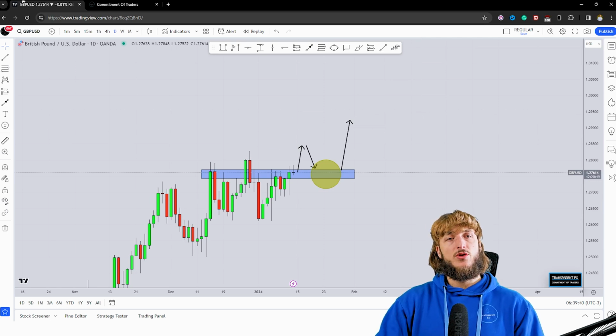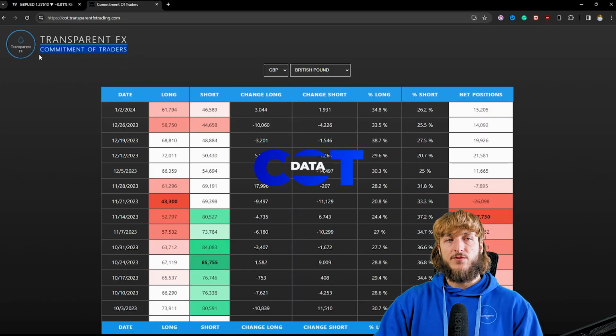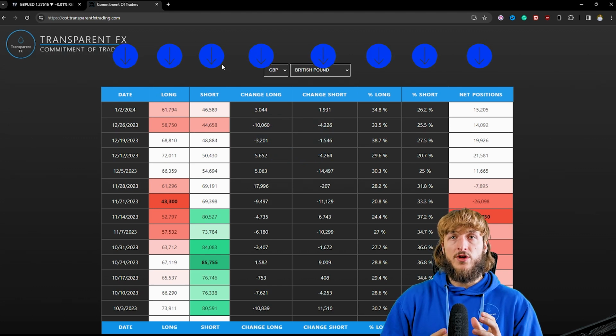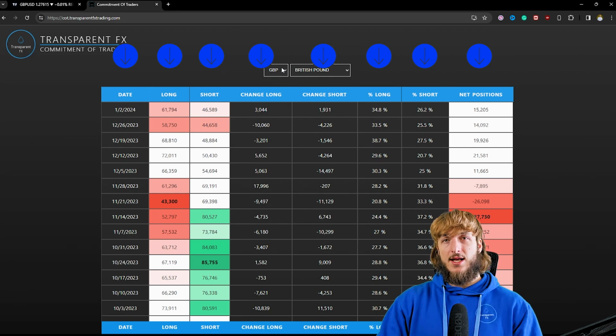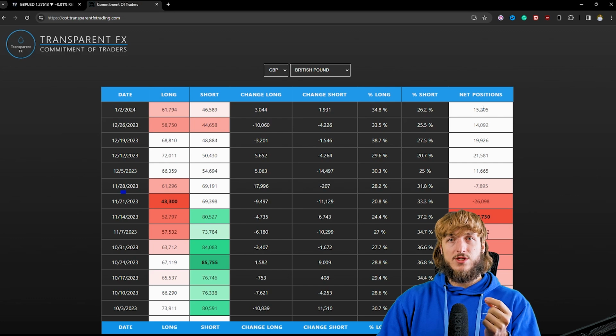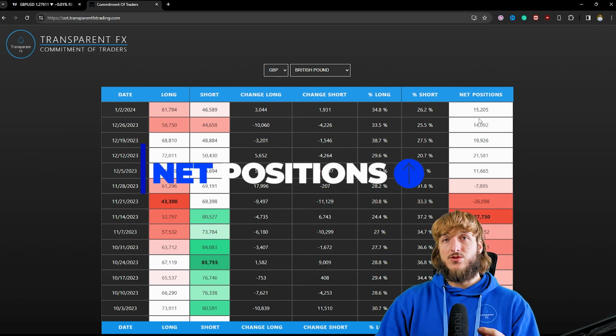In fact, if we go and see what we have when it comes to the commitment of traders, so the COT data, so essentially what hedge funds and the big players in the market are doing and how they're moving their orders, and we check the data precisely for the pound, what we can see here is that with the last reports, net positions have been increased quite a bit.